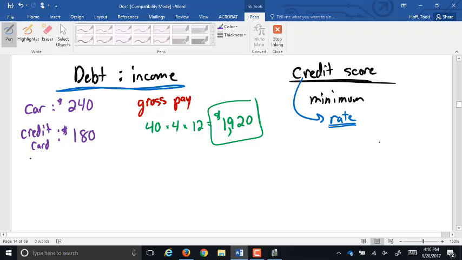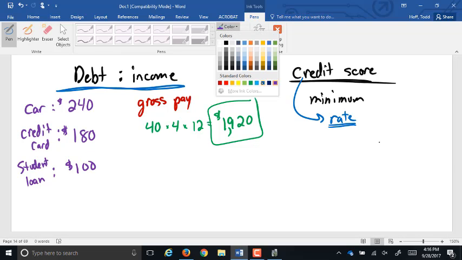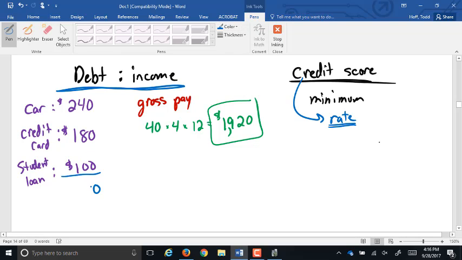And let's say you have a student loan. The student loan is the one that usually gets people. But let's go easy on ourselves. Let's say your student loan's $100 a month. So the total here is $520.